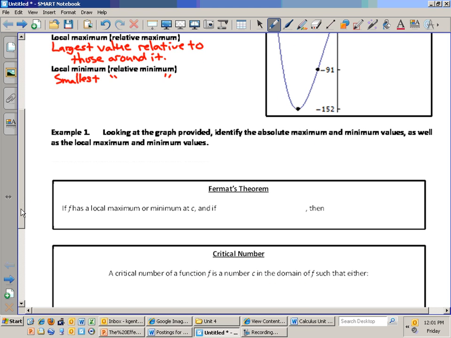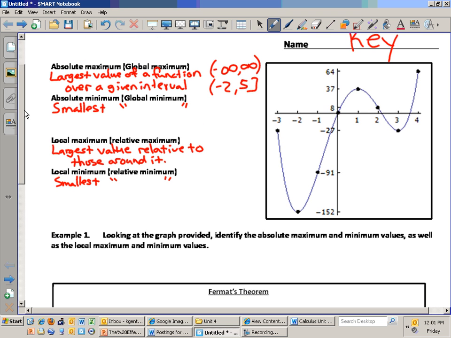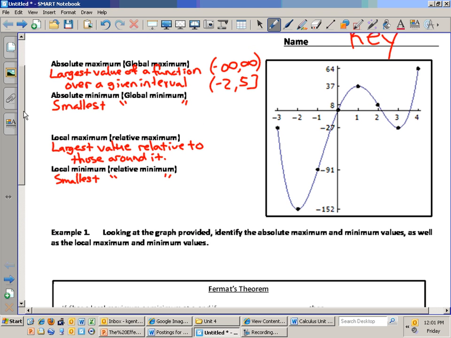So looking at the graph provided, identify the absolute max, min, as well as the local max and min values. What I try to do is start at one end and work my way over, and I pick out the endpoints, and I also pick out the peaks and troughs.